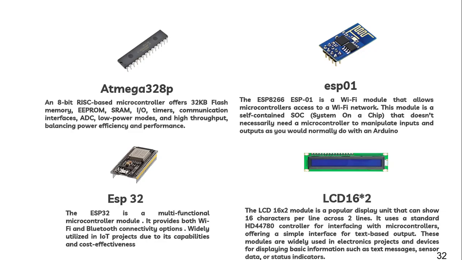Hardware and software used. Atmega 328P will be acting as the core of our system for implementing our logic. ESP01 will be used as a Wi-Fi shield for Atmega 328P for receiving data from the AI cloud. And then the ESP32 module will be used for testing purposes. LCD 16x2 will be used for knowing the current status of our system.